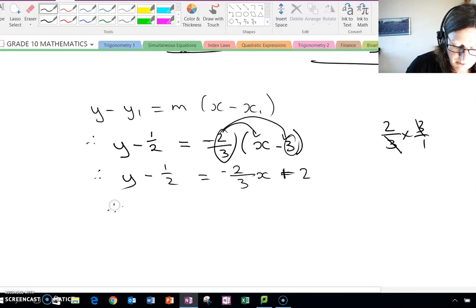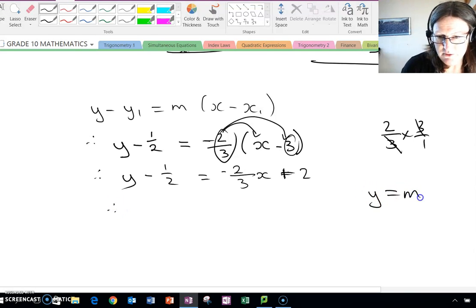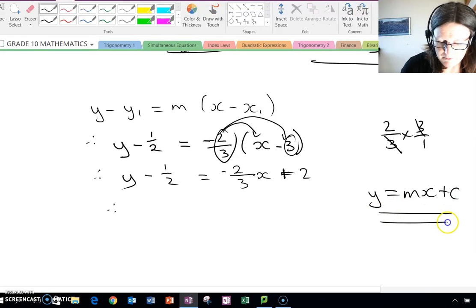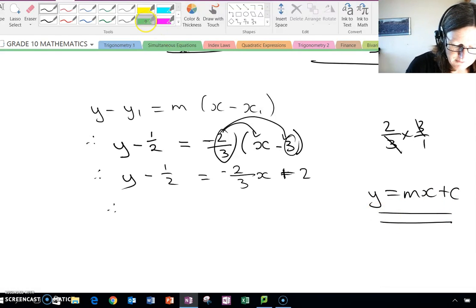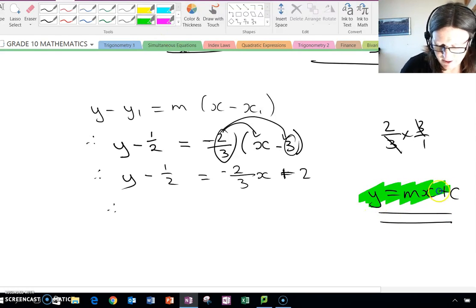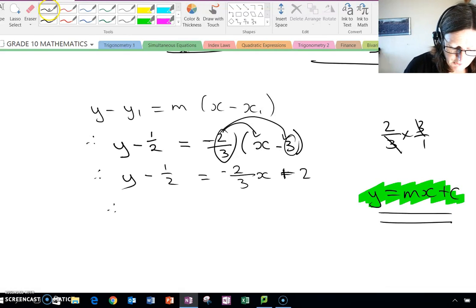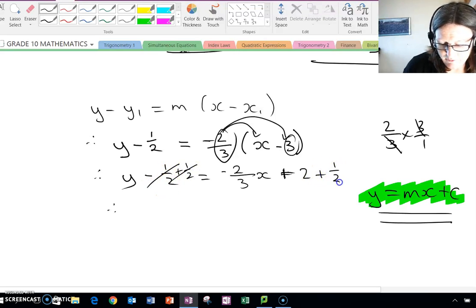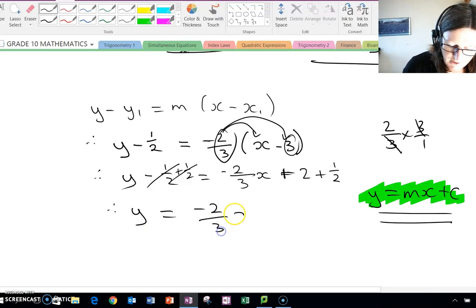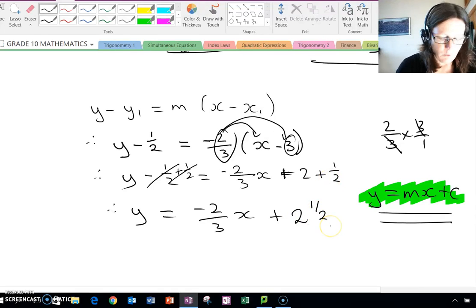Now, remember, for the equation of a line, this is the form I want it in: y equals mx plus c. So I need to add 1/2 to this side, so that cancels, and I add 1/2 to the other side. So y is equal to negative 2/3 x plus 2 plus 1/2, which is 2.5. So that is the equation that we are looking for.